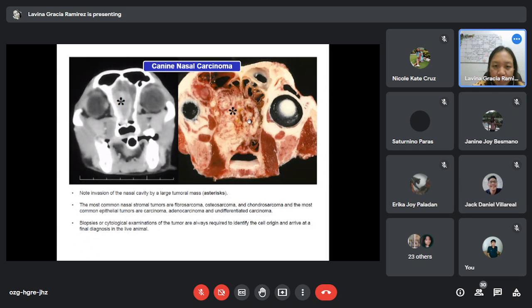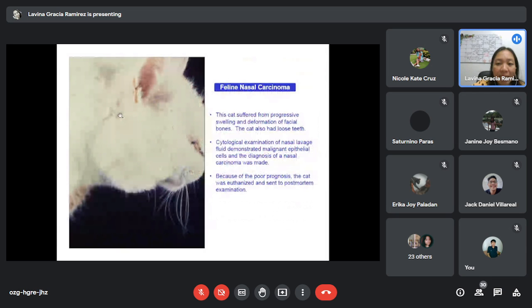For the feline, we have here enlargement also of the parotid area on the upper neck, affecting the area just behind or below the ear. There is swelling on the facial bone, and upon examination they saw that the animal was losing teeth. Cytologically, nasal lavage fluid is utilized to test if there are possible carcinoma or neoplastic cells, and they saw that this is carcinoma.